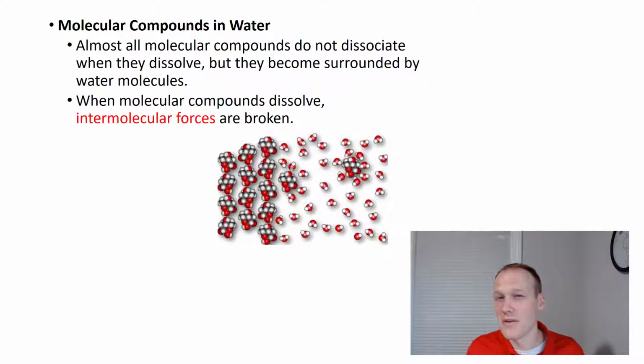Then we get to molecular compounds. These would be covalently bonded structures that typically will not dissociate in water. In other words, they'll stay together as one molecule. So if you dissolve carbon dioxide in water, CO2 is not going to separate into C and O. It's going to stay together as one CO2 molecule, no dissociation. But they will be dissolved, and typically they'll be dissolved based on their intermolecular forces being broken down.